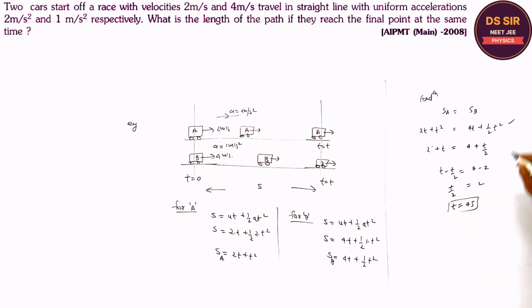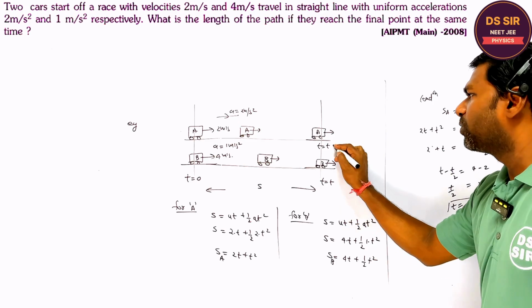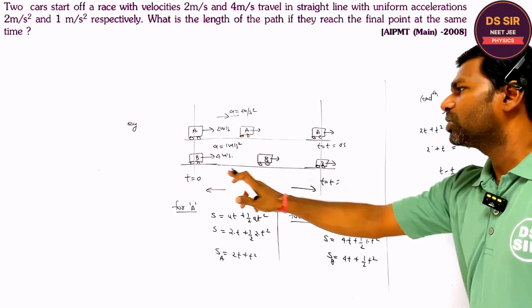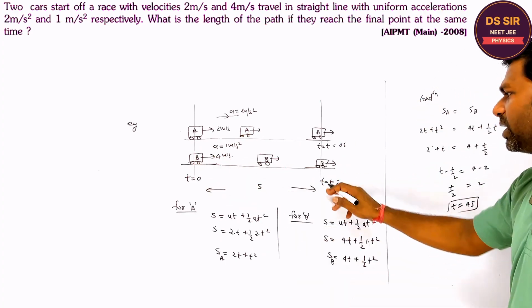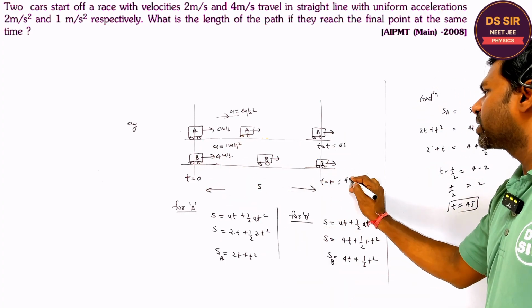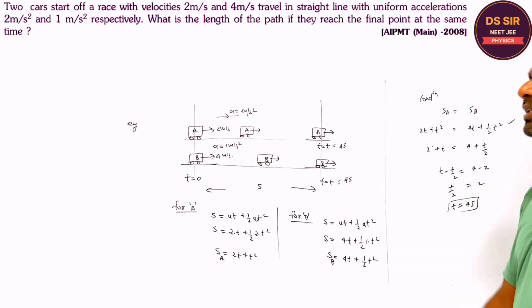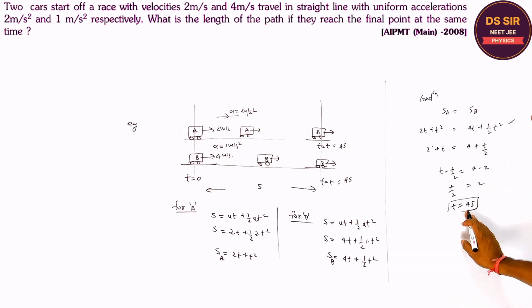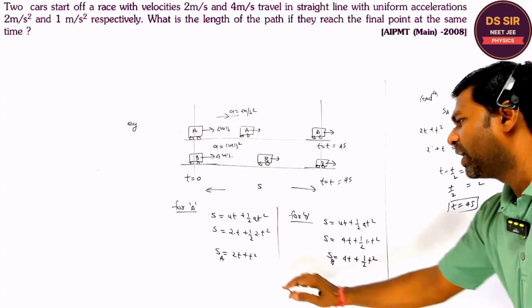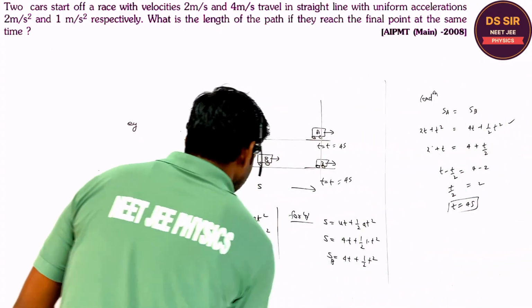So if you simplify this relation, t is equal to 4 second, that is, at t equal to 0 they are at the same position, and after time t equal to 4 second both are again at the same position. So at t equal to 4 second you have to find, either you can find this, right?